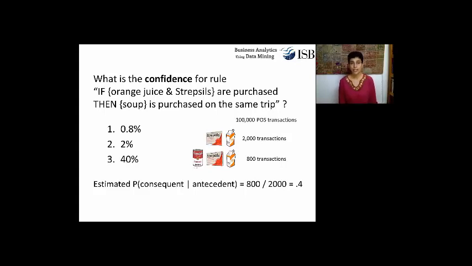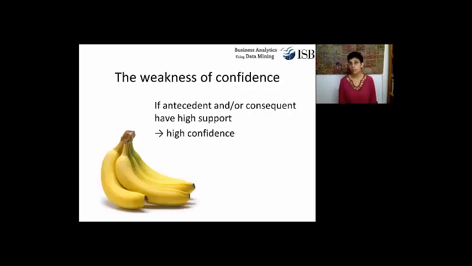And what we get is a probability of 0.4. In other words, the confidence of this rule is 40%. What is the problem with using confidence? Well, here's the problem. If some of the items in the antecedent and/or the consequent are very, very popular, such as bananas when you're shopping in the United States, then you're automatically going to get high confidence. But that's not necessarily going to indicate that this is an interesting rule.